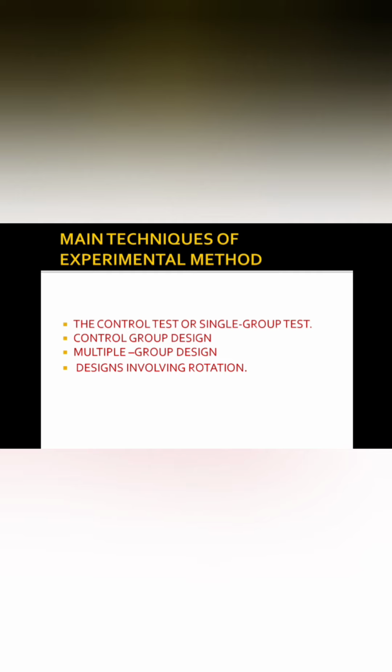The main techniques of experimental method, which are also known as experimental designs. There are four experimental designs. First is the control test or single group test. Second one is control group design. Third one is multiple group design. Fourth one is designs involving rotation.